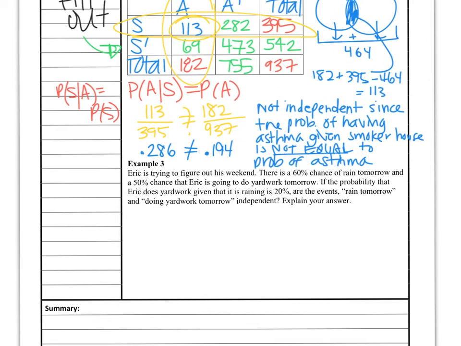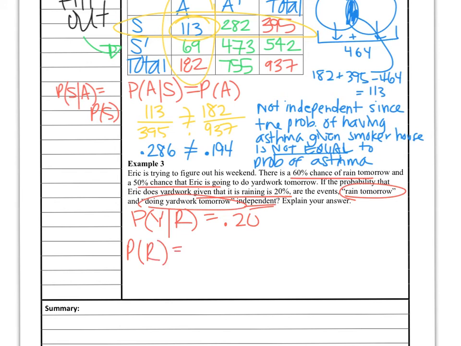All right, one more quick example here. Eric's trying to figure out his weekend. There's a 60% chance of rain tomorrow and a 50% chance that Eric's going to do yard work tomorrow. If the probability of doing yard work given that it's raining is 0.20, 20%, are the events raining tomorrow and doing yard work tomorrow independent? So they tell us the probability of rain is 0.6. Probability of doing yard work is 0.5, sorry.